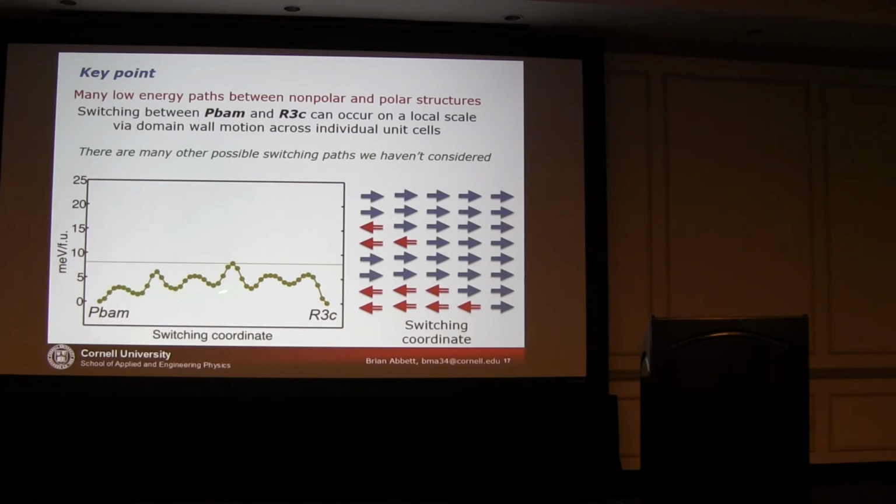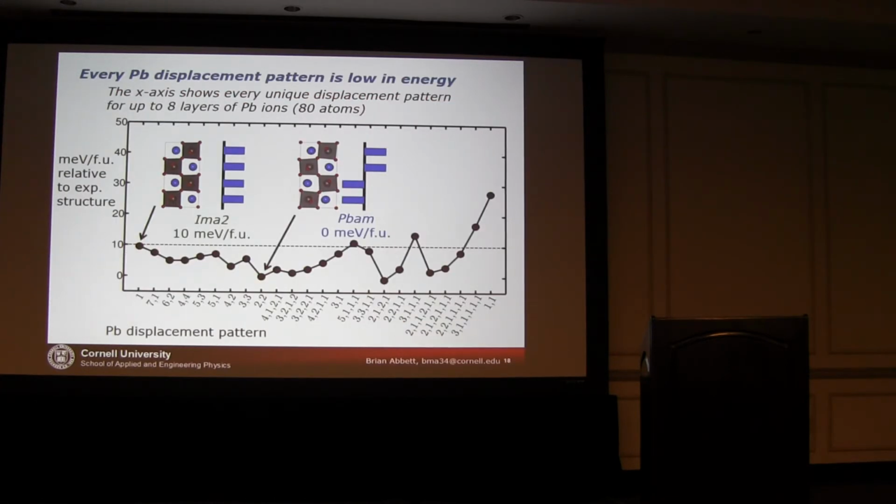I've implicitly shown that these local minima along the switching path imply that there are lots of low energy states. But there are actually even more than what I've talked about. You can take basically any displacement pattern that fits within the notation that I described earlier, combined with an octahedral rotation pattern of a-a-c0, and it will be low in energy. I don't have time to go into all the details, but when you do that for any displacement pattern that fits within an 80-atom unit cell or less, you get these energies. Basically, all of these are within 10 meV of the ground state, which is this point here.